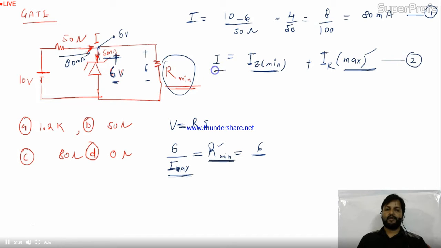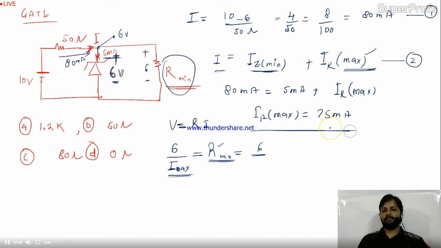Now what is your I? You calculated 80 milliampere. Okay, fine. What is your IZ given in this question? 5 milliampere plus IR max. Again I'm telling you, you need the max value so you can get the minimum value of resistance. So IR max is 75 milliampere.